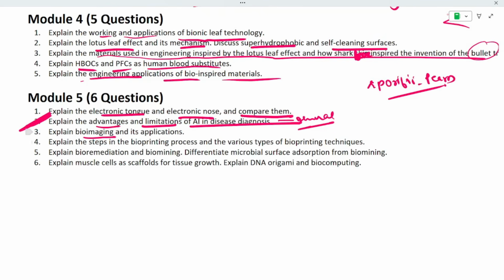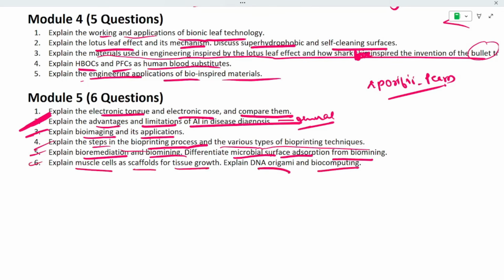Okay, next is bioimaging and its applications. Next is the steps in the bioprinting process and various types of bioprinting techniques. Next is bioremediation and biomining, and differentiate microbial surface adsorption for biomining. Next is explain muscle cells as scaffold for tissue growth, DNA origami and biocomputing. I hope you got this. If you study these questions also, you can score maximum.